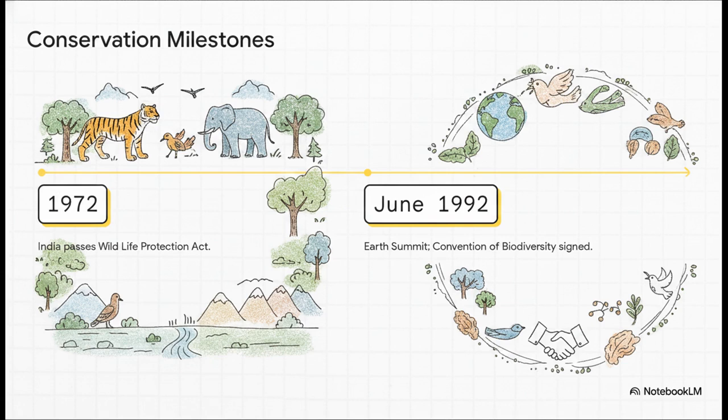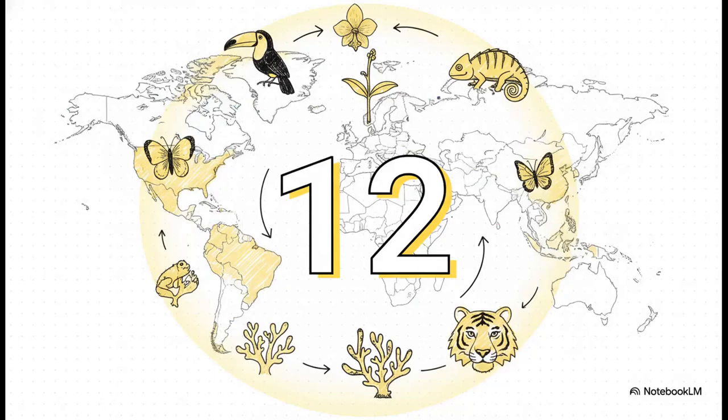This culminated in June 1992 at the Earth Summit in Rio de Janeiro, where India, alongside 155 other nations, signed the monumental Convention of Biodiversity. But you might be wondering, where geographically is the vast bulk of this living wealth actually stored? Well, out of all the nations on Earth, an overwhelming majority of our planet's biodiversity is concentrated in a remarkably small number of countries, just 12.